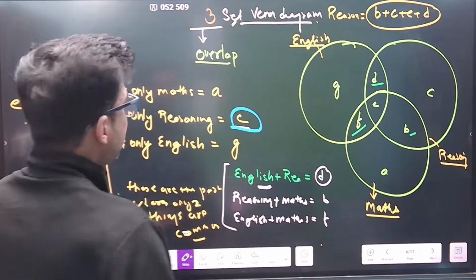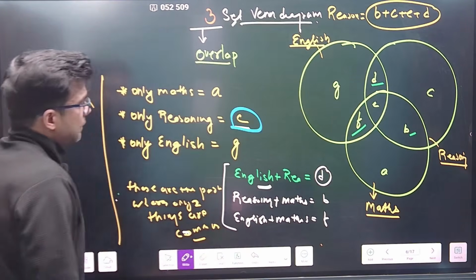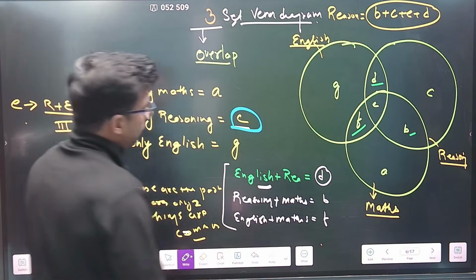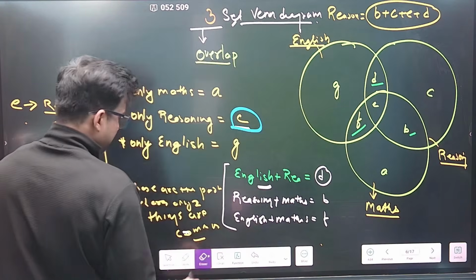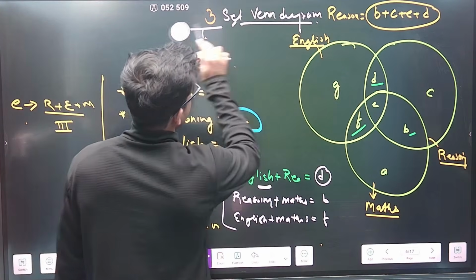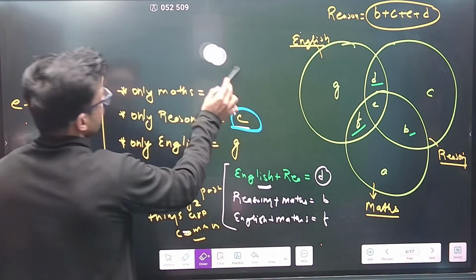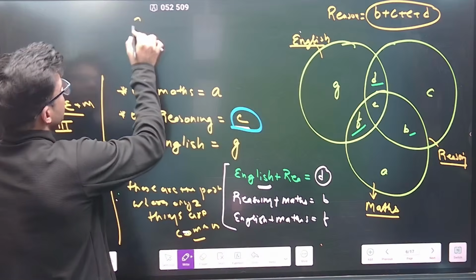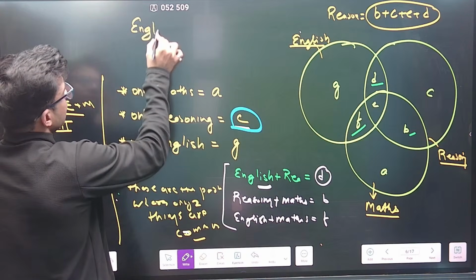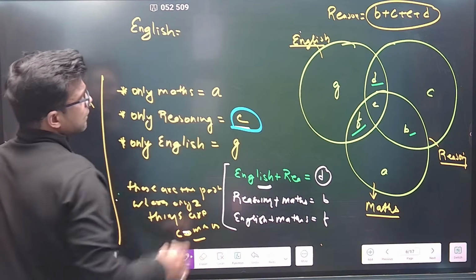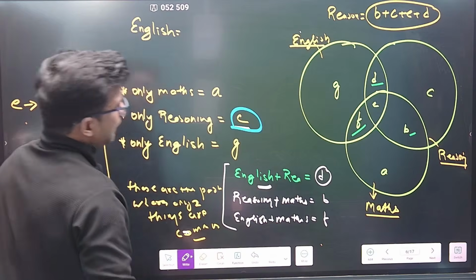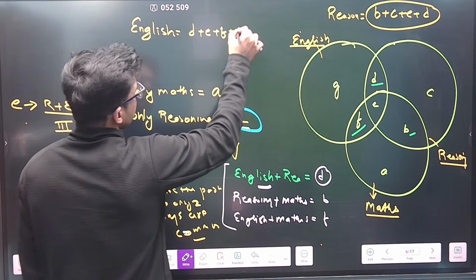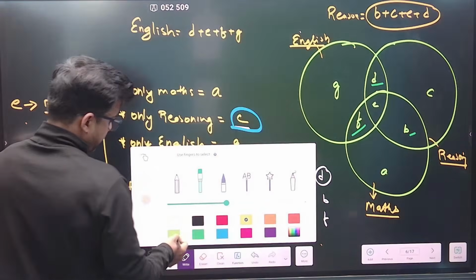Correct? Similarly, everyone, if I write English, I need to raise this part. Suppose I write English here. Now English contains which parts? D, E, F, G. D plus E plus F plus G. Correct?